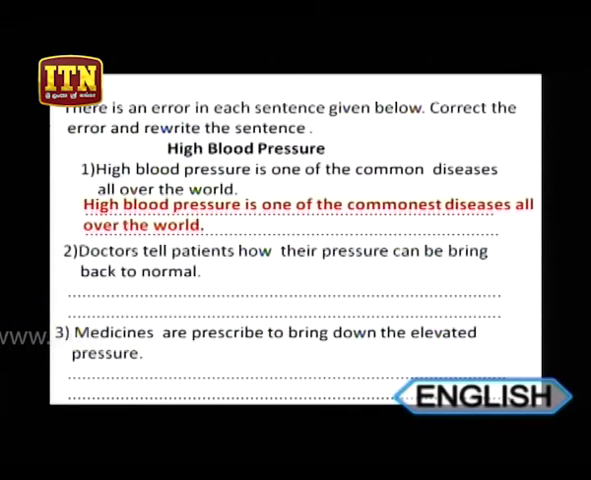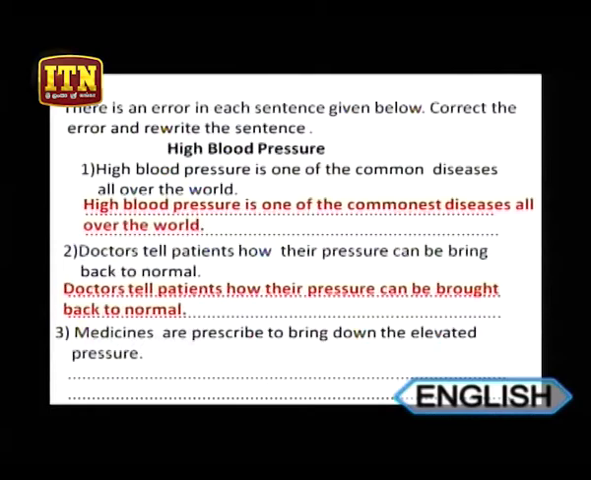Look at the next sentence. Doctors tell patients how their pressure can be bring back to normal. Now, what is wrong in this sentence? The moment you read it, you understand there is something wrong in the word. When you say can be, definitely it has to be can be brought. Doctors tell patients how their pressure can be brought back to normal.